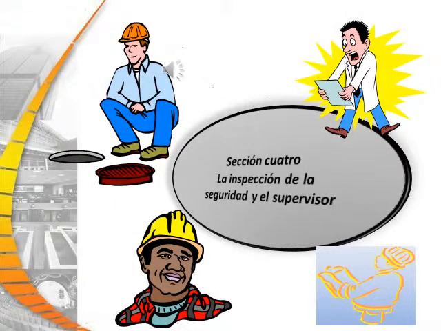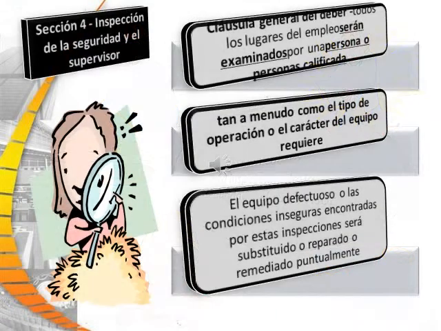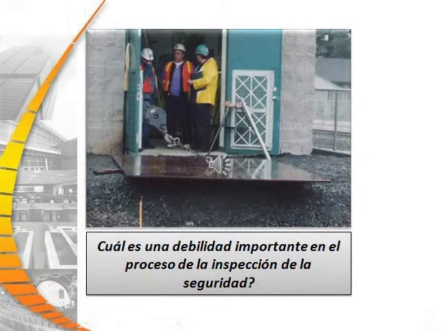Section 4, the safety inspection and the supervisor. The General Duty Clause states all places of employment shall be inspected by a qualified person or persons as often as the type of operation or the character of the equipment requires. Defective equipment or unsafe conditions found by those inspections shall be replaced, repaired, or remedied promptly. What is the major weakness in the safety inspection process?